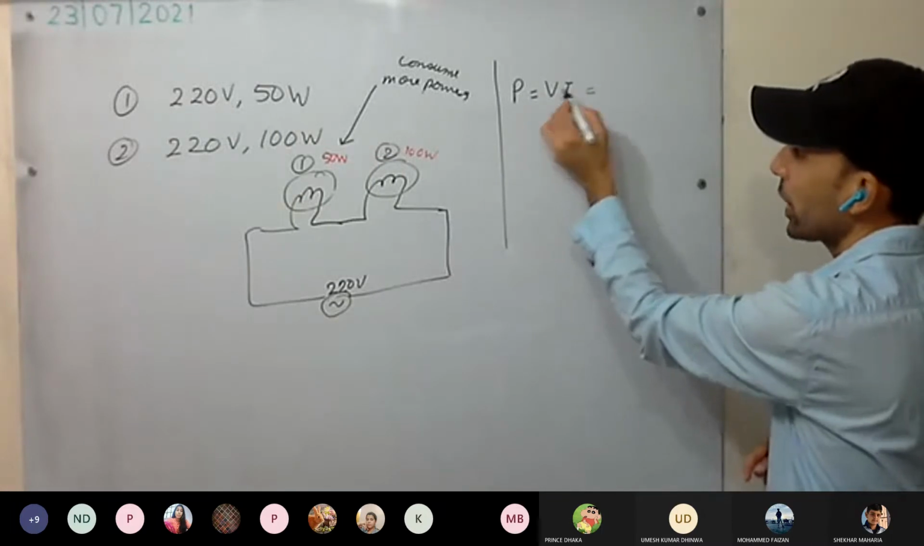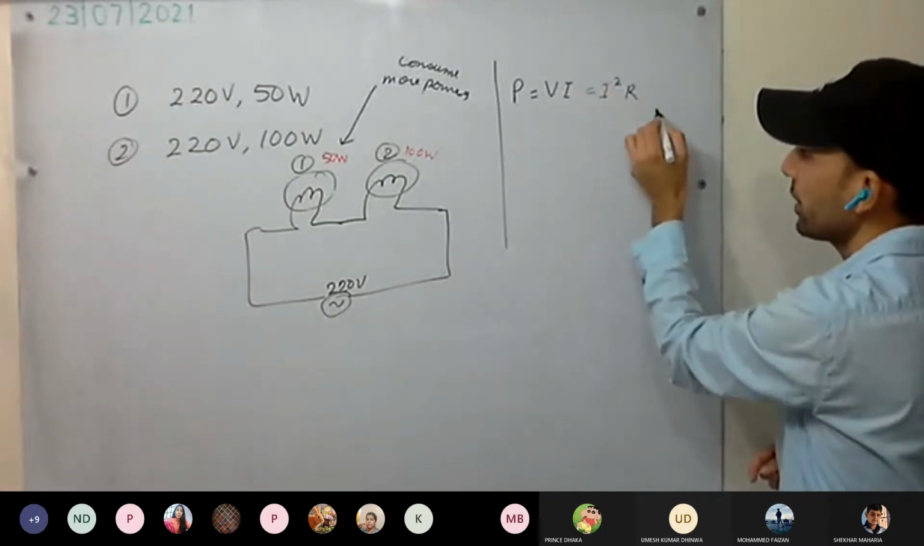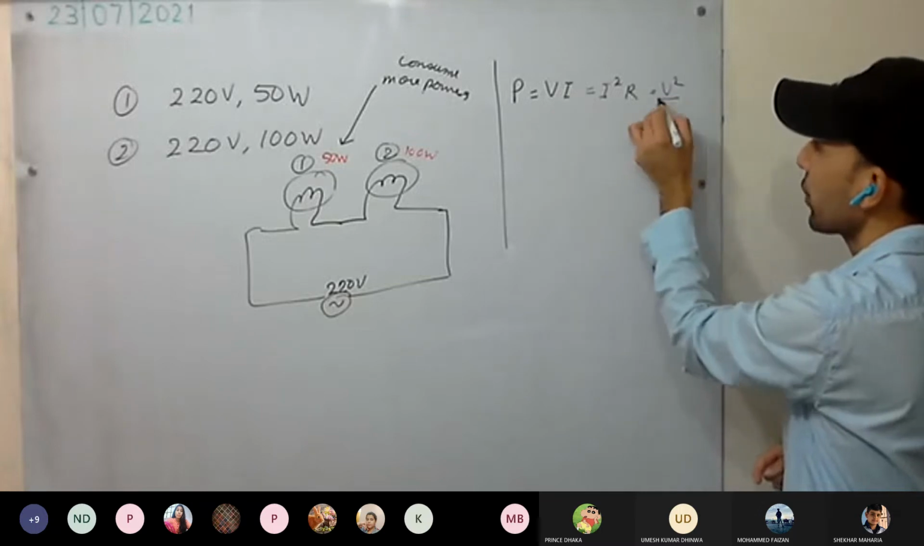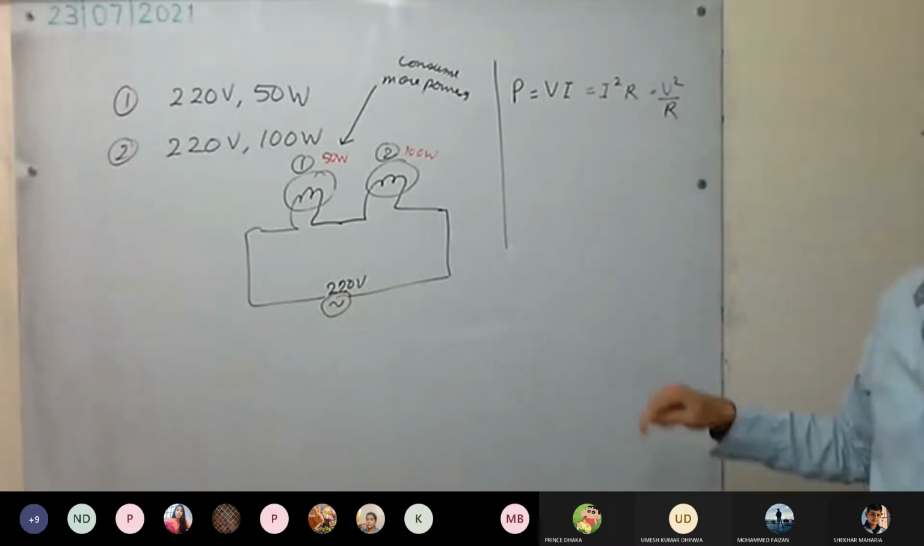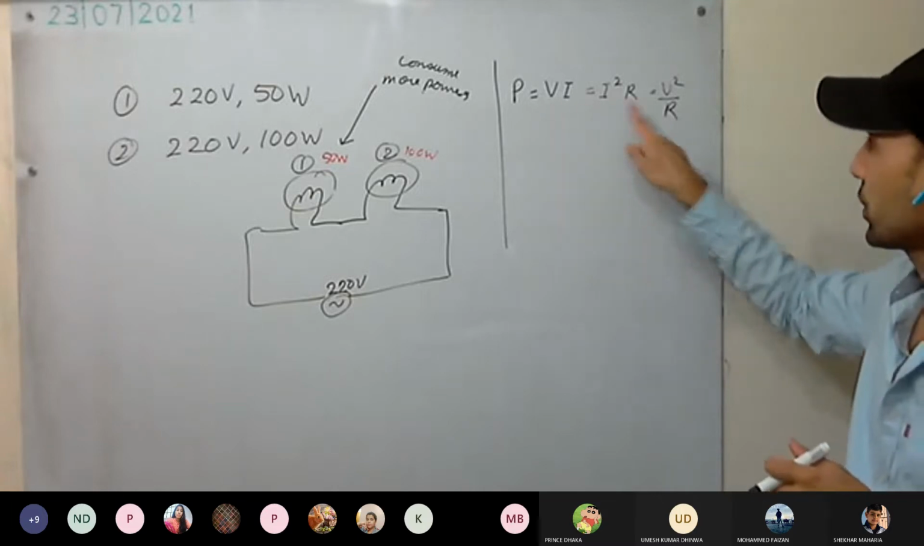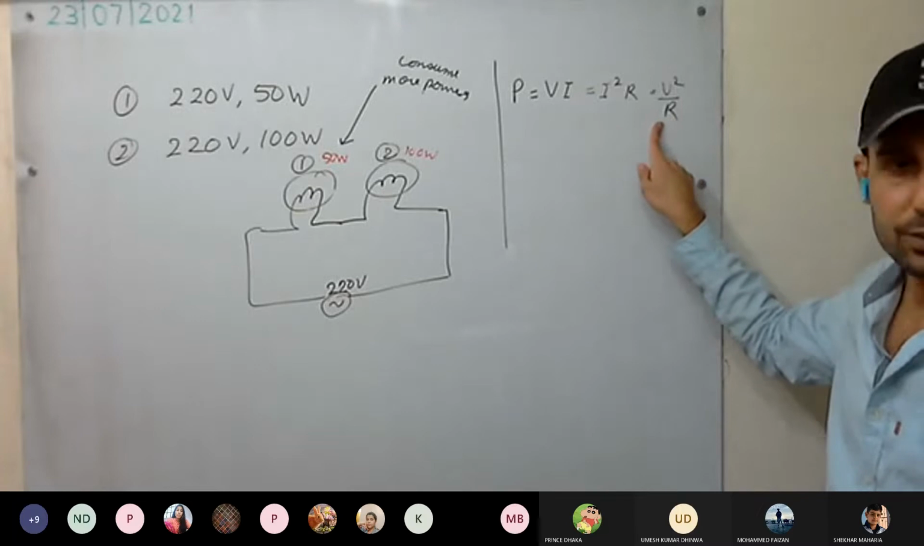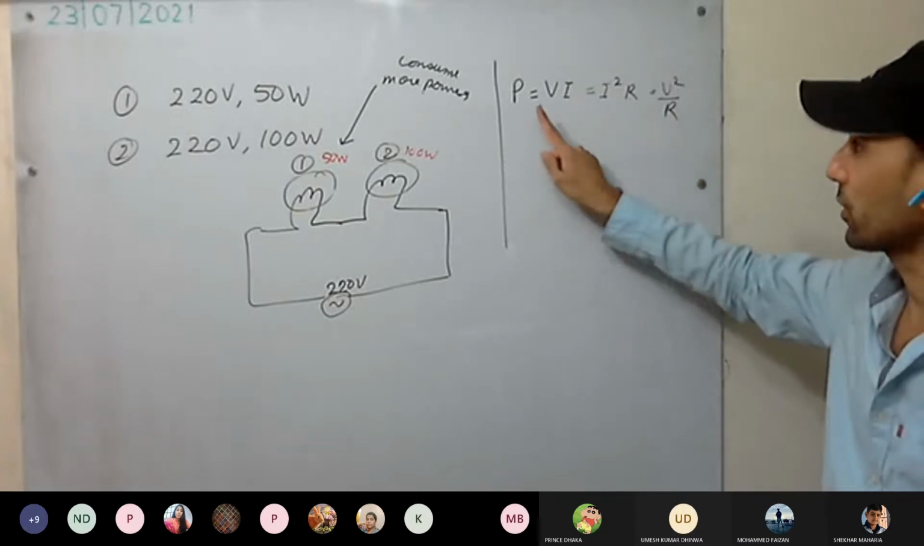If I put V equal to IR, it will be I square R. If I put I equal to V by R, it will be V square by R. This is the formula for power. This or this or this, you all know. So for the power formula, only these are to be used. Energy we will discuss after that.